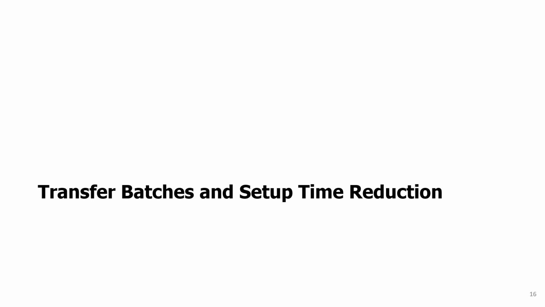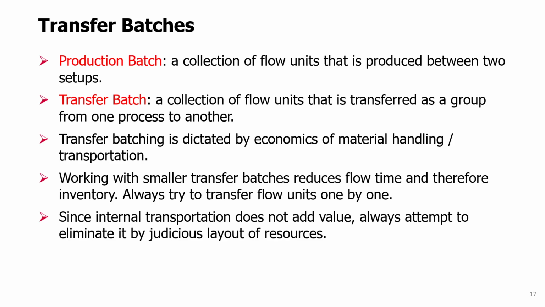Transfer batches, and setup time reduction. A production batch is a collection of flow units that are produced between two setups. So the example of our parts for the scooter were production batches. A transfer batch is a collection of flow units that are transferred as a group from one process to another. Transfer batching is often dictated by economies of material handling or transportation. So it is basically cheaper to transport or transfer units in larger quantities than one.